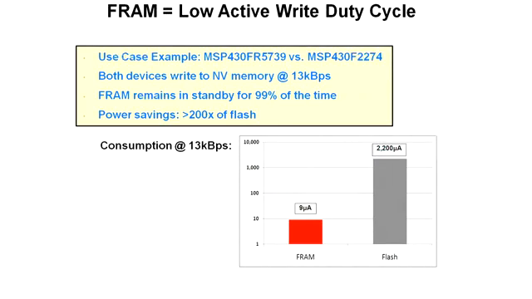Again with the same 2 parts, let's look at low active write duty cycle. Both devices write to either FRAM or flash, non-volatile memory, at 13 kilobytes per second. The FRAM remains in standby for more than 99% of the time because it's so much faster. The power savings is greater than 200 times that of flash. You can see we're using 9 microamps as we're writing to the FRAM versus 2,200 microamps when we're writing to the flash, both of those when we're writing at 13 kilobytes per second.